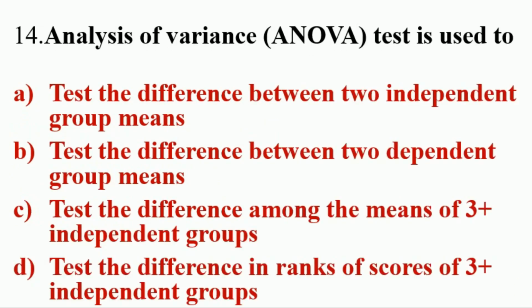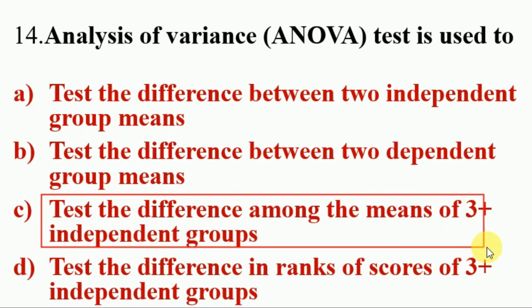Next question. Analysis of variance test is used to options A. Test the difference between two independent group means. B. Test the difference between two dependent group means. C. Test the difference among the means of 3 plus independent groups. D. Test the difference in ranks of scores of 3 plus independent groups. Answer is C. Test the difference among the means of 3 plus independent groups. So that is the analysis of variance test.